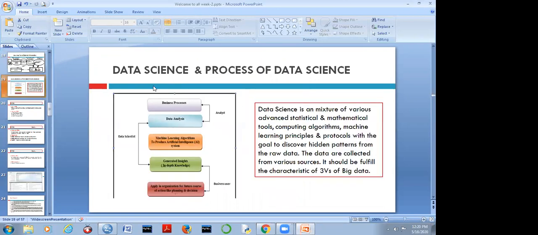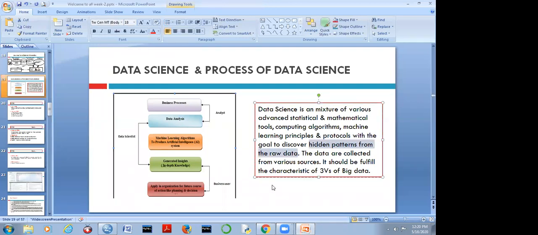Okay. So data science and the process of data science, a little bit we can understand. Then we go for a practical part. Data science is a mixture of various advanced statistical and mathematical tools, computing algorithms, machine learning principles, and protocols with the goal to discover hidden patterns of the raw data.